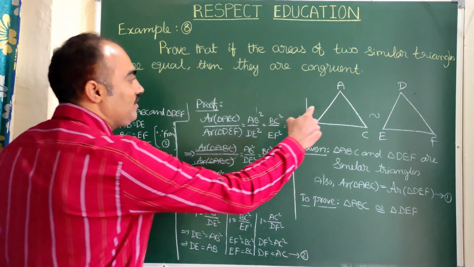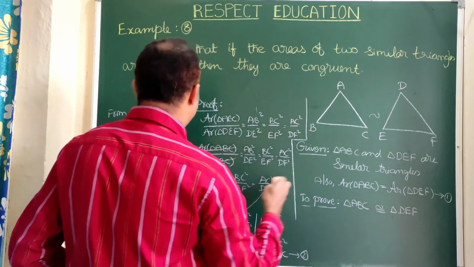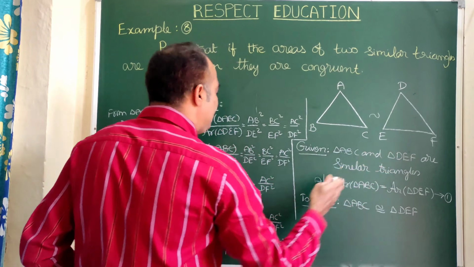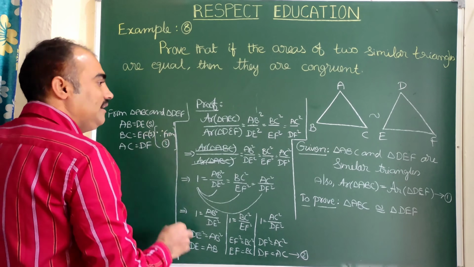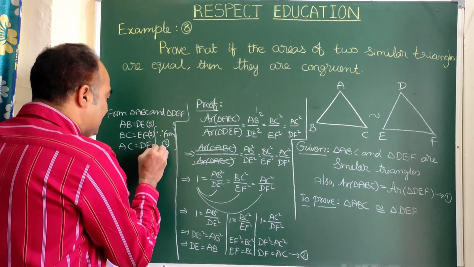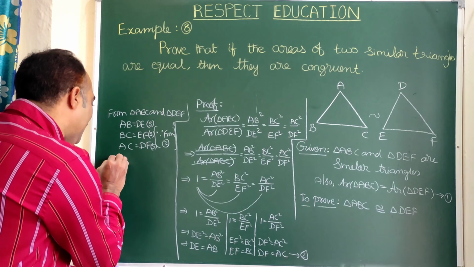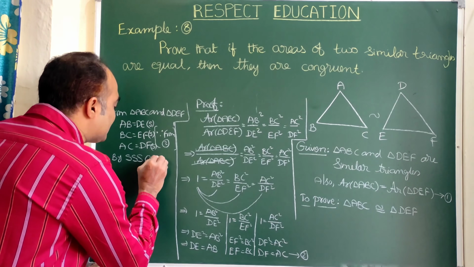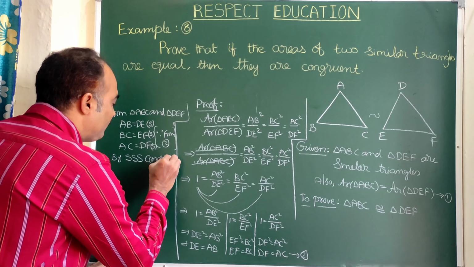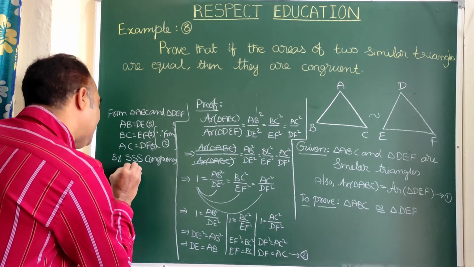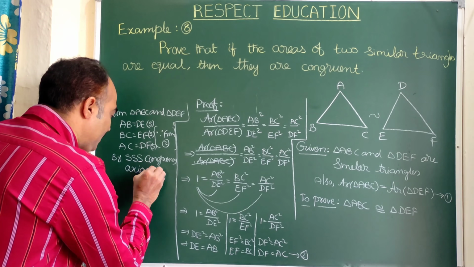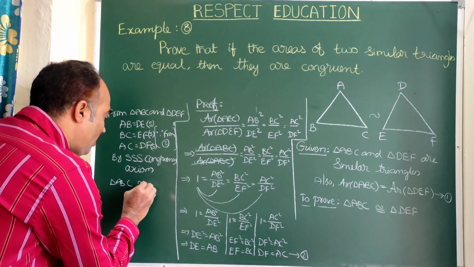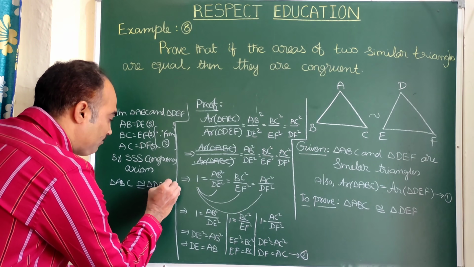Here you compare triangle ABC and triangle DEF. AB is equal to DE. This is one side. Same way BC is equal to EF. This is another side. AC is equal to DF. This is another side. So by the congruency criterion or axiom, we can say triangle ABC is congruent to triangle DEF.